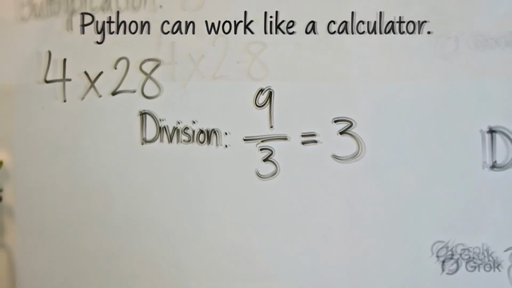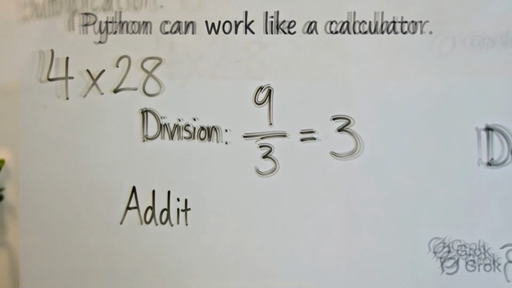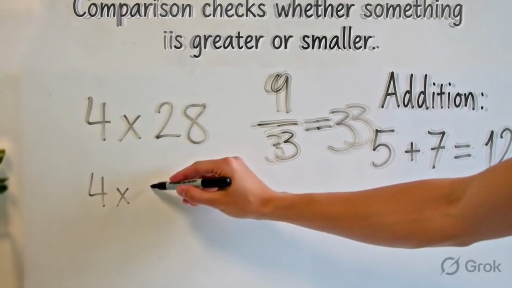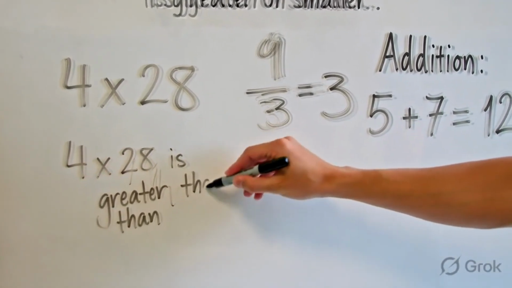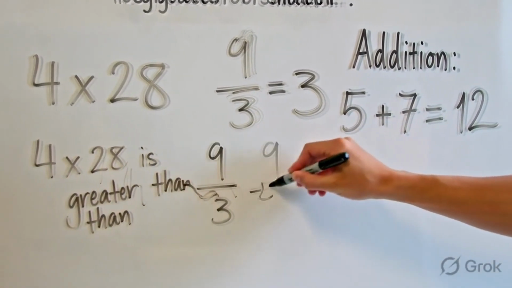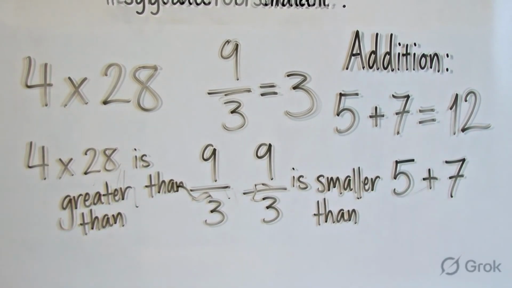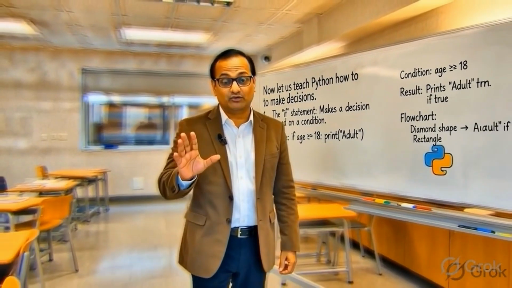Python can work like a calculator. For example, 9 divided by 3 equals 3. We can also add numbers, like 5 plus 7, which equals 12. Comparison checks whether one number is greater or smaller than another. For example, 4 times 2 is greater than 9 divided by 3, and 9 divided by 3 is smaller than 5 plus 7.